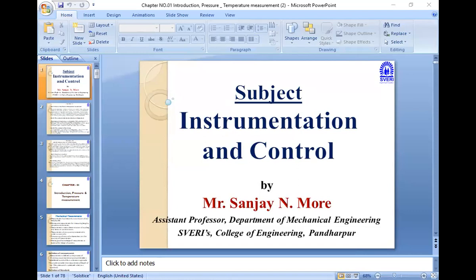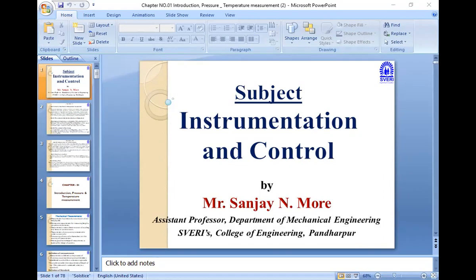So we have started unit number one, that is the measurement of pressure and temperature. In that, basic concepts are clear: mechanical measurement, what is meant by measurement, why they are used, and the requirement of measurement. Then our first part is the generalized measurement system.